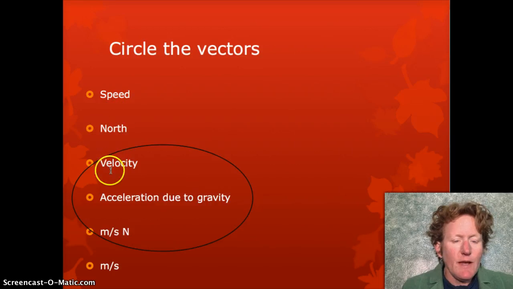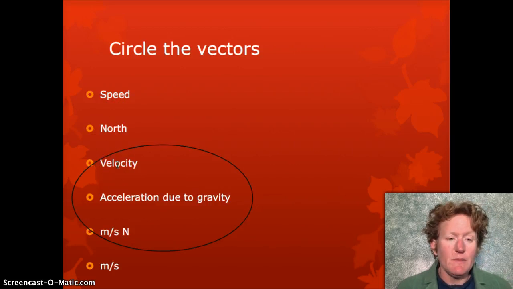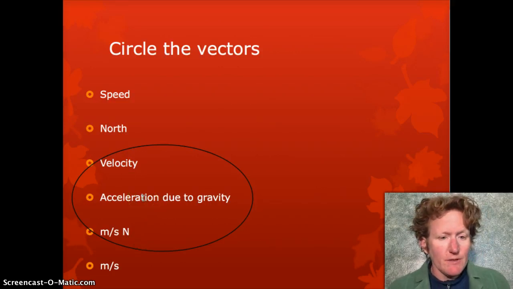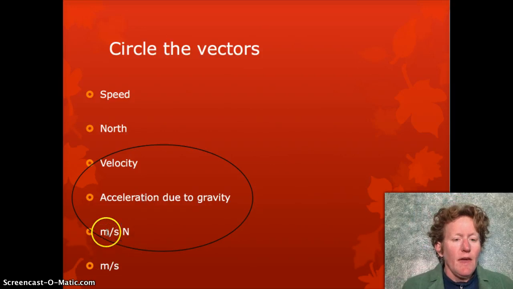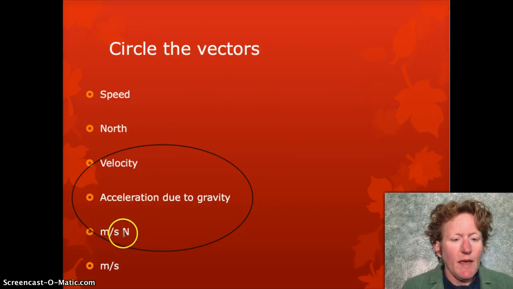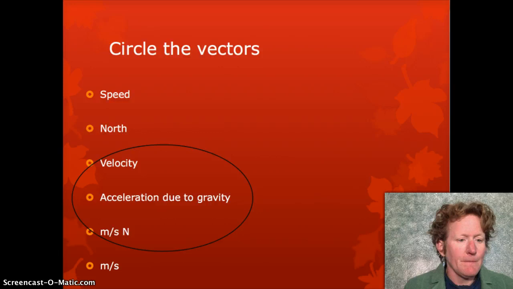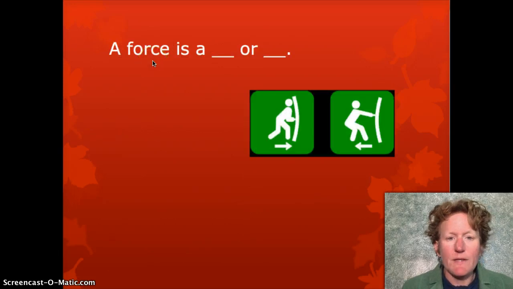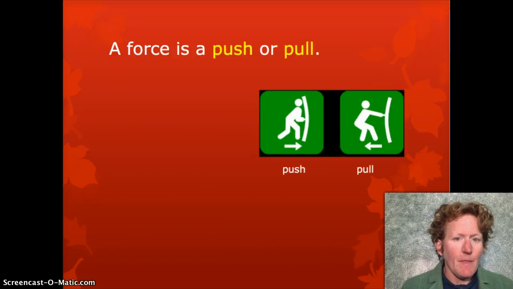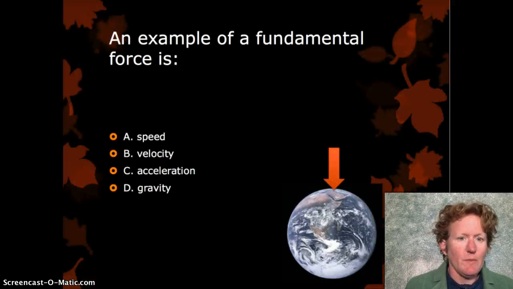If you guessed velocity, because that by definition is speed and direction, if you guessed acceleration due to gravity, because we always know the direction of gravity, it's towards the center of the earth, and meters per second north, you are correct. This is a speed and a direction. North is a direction. Let's remember a force is a what or a what. I gave you a little hint here on some airline exit directions. You might remember a force is a push or a pull, and you might have to do both things to get an emergency exit on an airline door open.